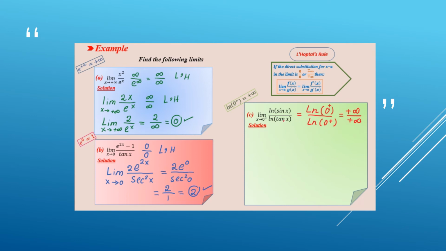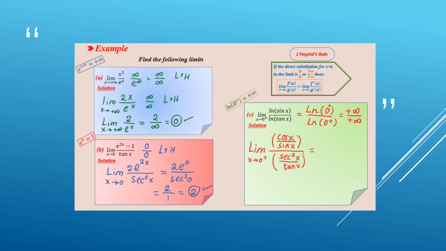So you have to find limit f prime over g prime. The limit of the derivative up: you have to find the derivative of the inside function, which is cosine x, over the inside function, which is sine x. This is the derivative of the numerator. And for the derivative of the denominator, you have to find the derivative of the inside function, the derivative of tan is secant squared x, divided by the inside function, which is tan x, when x goes to 0 from the right.